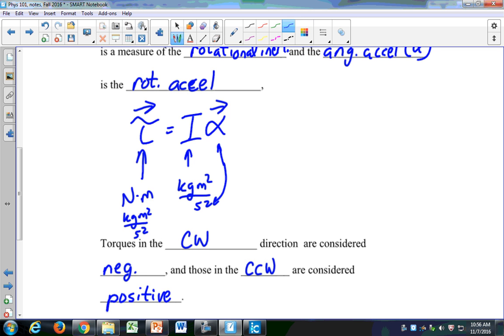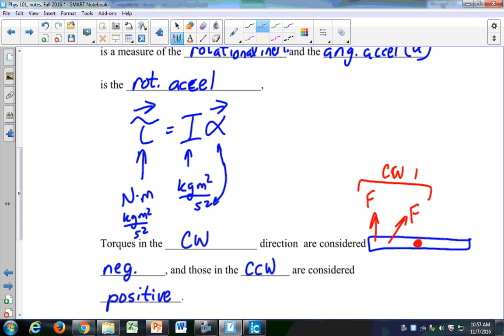Now remember what we talked about with that. We saw this on the last exam, and it'll come up again. Let's say that I have a bar that's rotating about this point, and I apply a force in this direction, or I apply a force in that direction. Both of these forces are going to cause what? Clockwise motion. So these would be clockwise torques. And if I have a force over here, this force would be a counterclockwise torque.